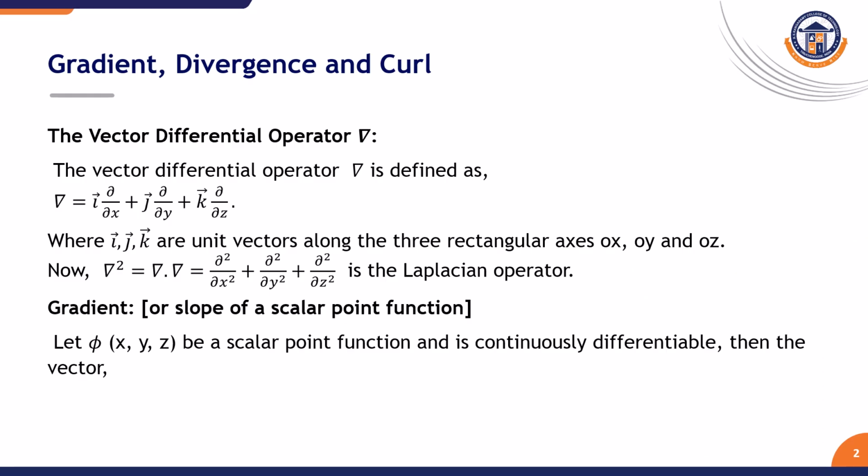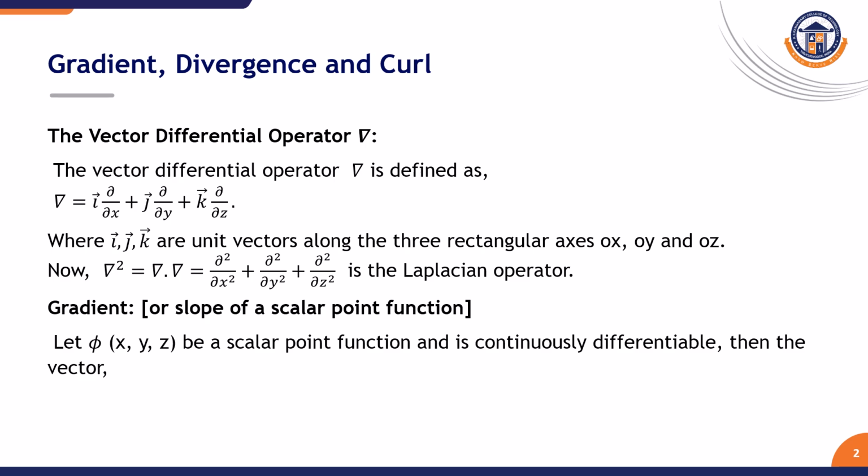I am going to explain gradient, divergence and curl from vector calculus. Before we enter into this, we should know the operator delta. It is called the vector differential operator. Its expansion is i vector ∂/∂x plus j vector ∂/∂y plus k vector ∂/∂z, where i vector, j vector, k vector are called unit vectors along the three axes x, y and z. Then delta square is delta dot delta. It is called the Laplacian operator.